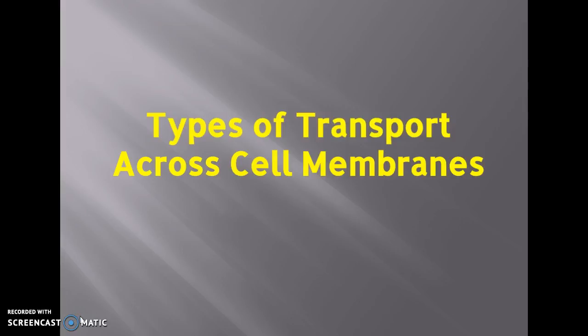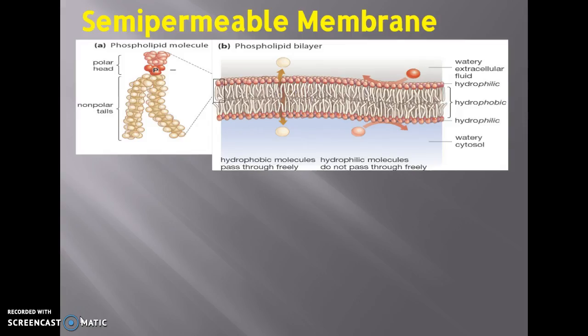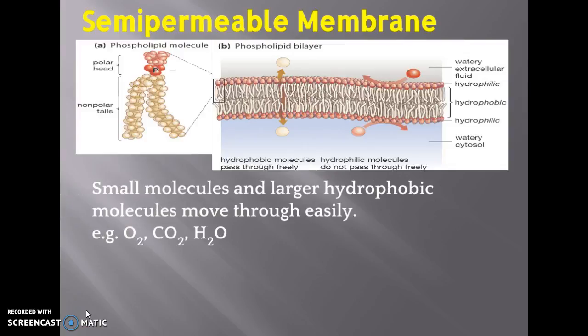All right, now that you have written a little summary of the parts of the cell membrane, I want to talk about types of transport. So how do we get things in and out of the cell membrane? Like we said before, it's selectively permeable or semi-permeable. So that is going to allow things to pass through easily or not pass through at all.